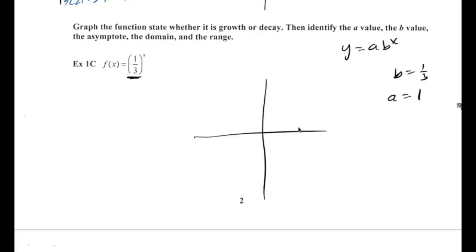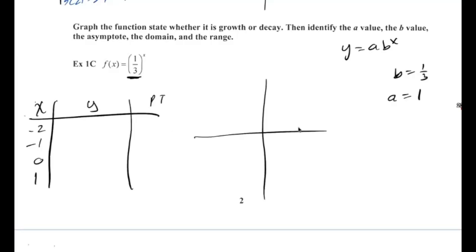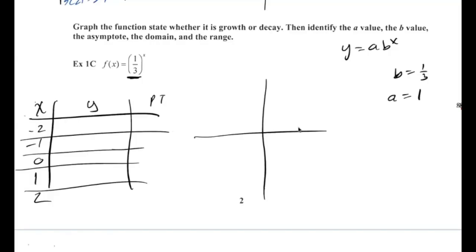Let's do a decay one. We're going to do the exact same thing here real quick. Y equals a b to the x. Now again, I only have a b this time. b equals 1/3. If you don't have an a, that a is 1. Let's make a table. Exact same thing we always do. x, y, and then our point. Negative 1, 0, 1, 2. Again, you can do more points, but those are the standards to get you a good picture in this class.